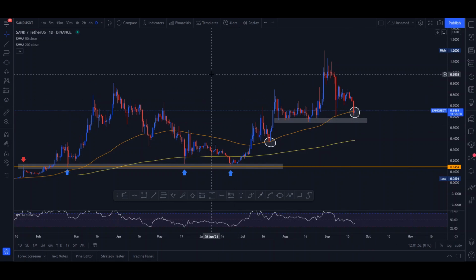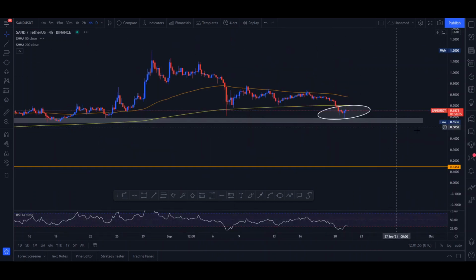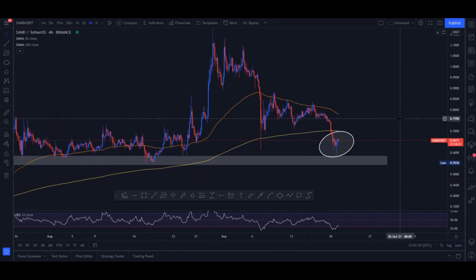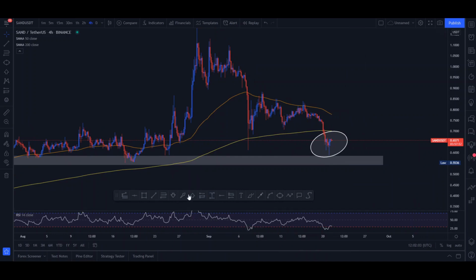Now, I like to do my analysis in a multi-time frame model, so it's called a top-down analysis. So let's move on to the 4-hour time frame and see what we can notice on the chart right here. What we can see at this point is a very nice sort of hammer candle that's formed right here, indicating a bullish momentum.